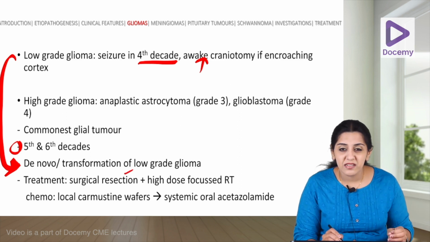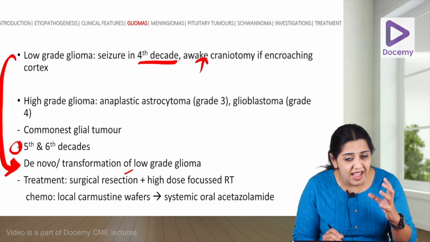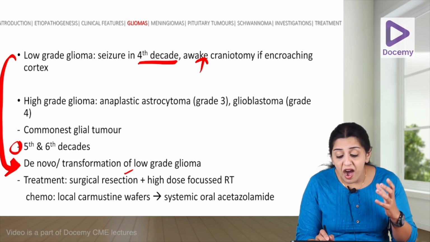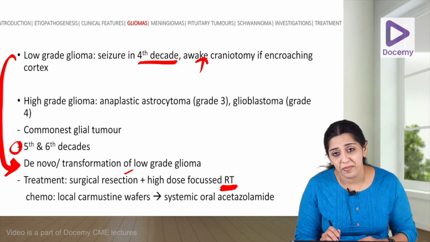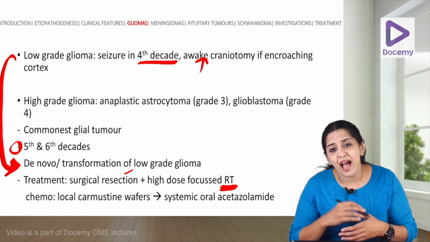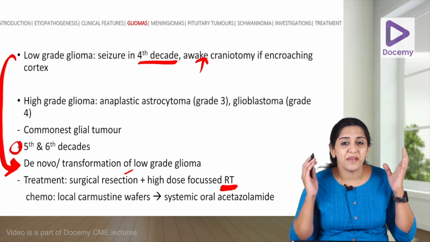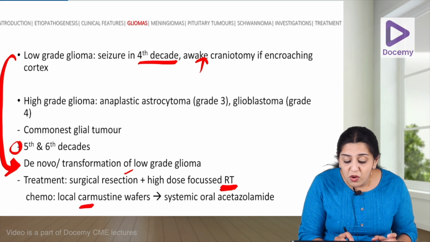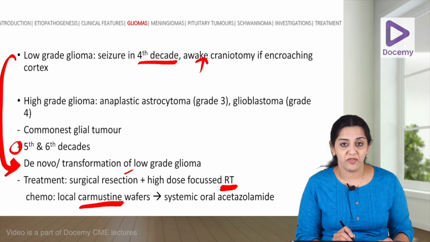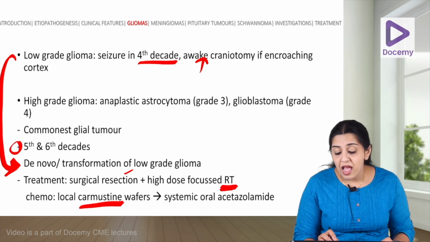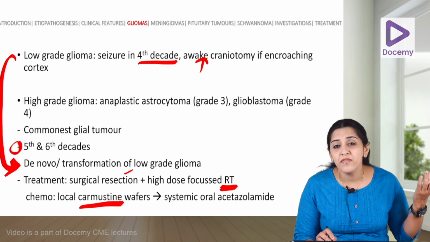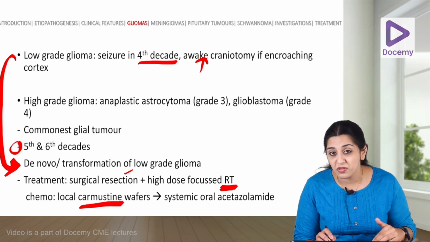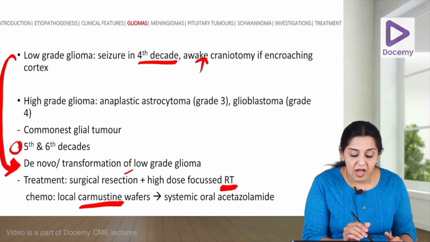Other than surgical resection, because it is a very aggressive tumor, you may need high dose focused radiotherapy. Again, this tumor could have distant mets, so you have to treat the patient systemically by giving chemotherapy in the form of local carmustine wafers. Carmustine is the anti-neoplastic agent used, and also you can give oral acetazolamide to reduce the ICP.